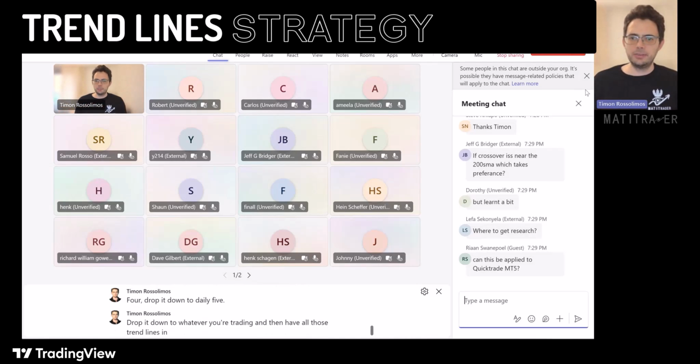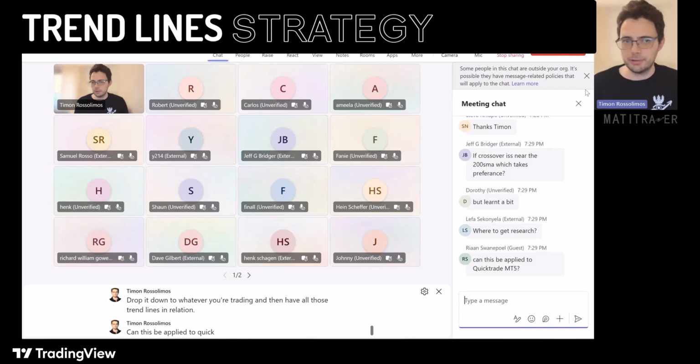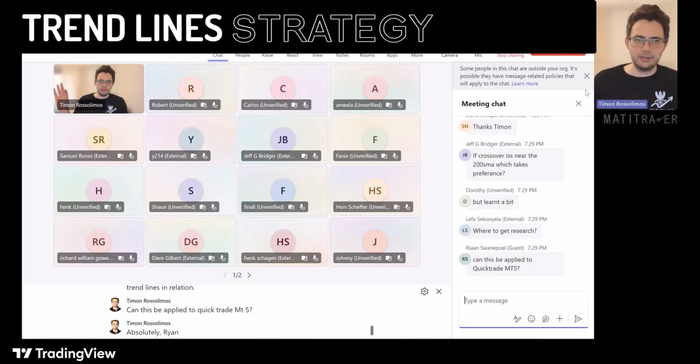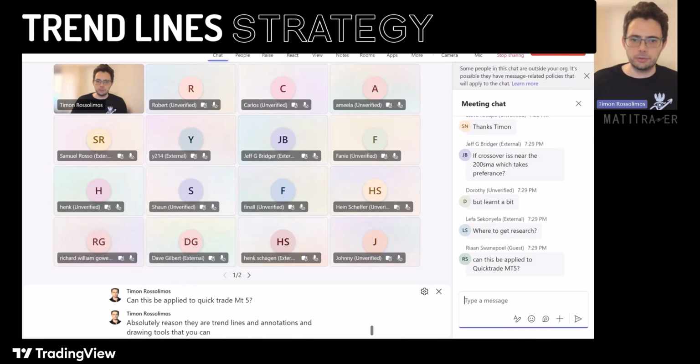Can this be applied to Quick Trade MT5? Absolutely, Rion. There are trend lines and annotations and drawing tools that you can use to put it onto TradingView.